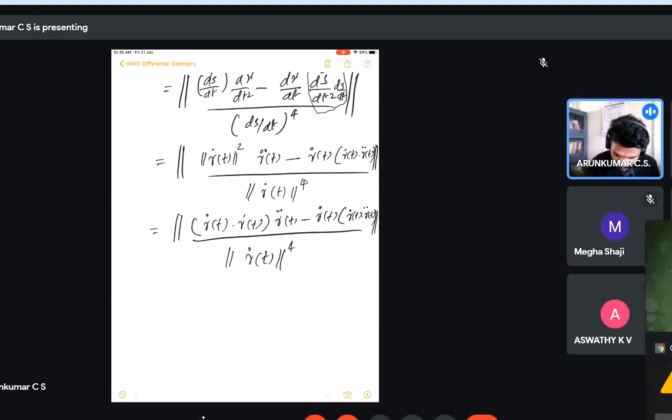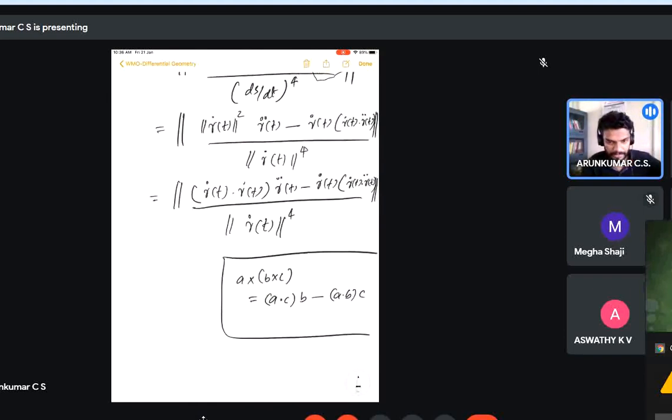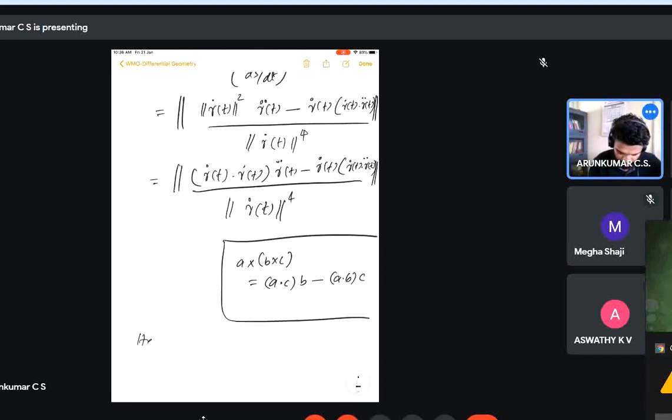Now let us use again some nice property from vector calculus. You have A cross B cross C. This is the same as A dot C, which is a scalar, times B, minus A dot B times C. If A, B, C are vectors, then the cross product and the dot products are related by this relation. Here we take A equal to gamma dot t, B equal to gamma double dot t, and C equal to gamma dot t.